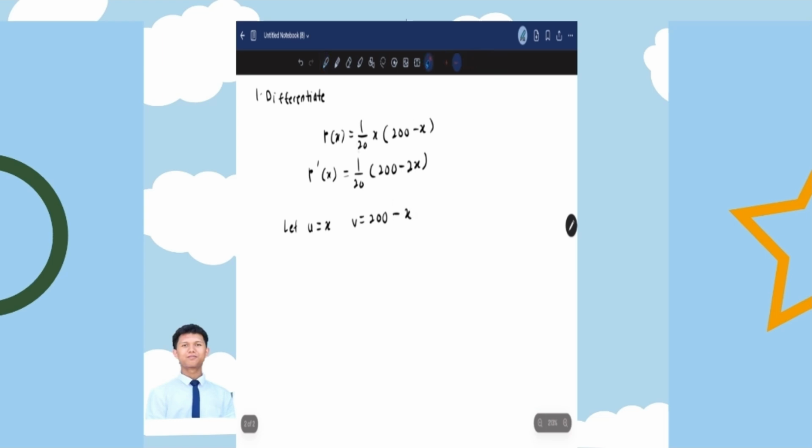Why are we not using 1 over 20? In this case, 1 over 20 is a constant multiplier. So when differentiating P(x) equals 1 over 20x times (200 minus x), we treat 1 over 20 as a constant and apply the product rule to the rest of the function. Therefore, u prime equals 1 and v prime equals negative 1.